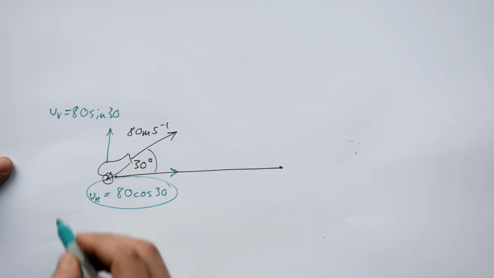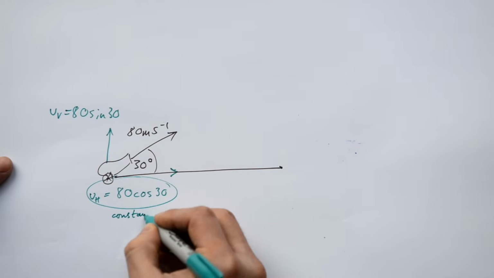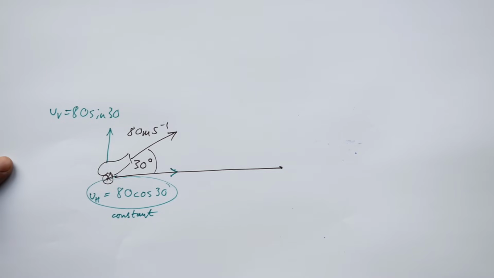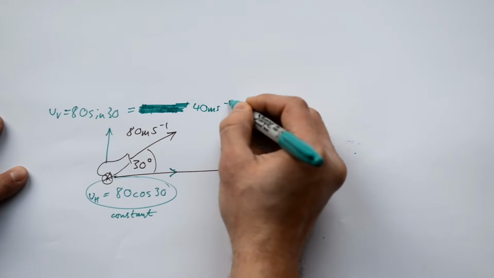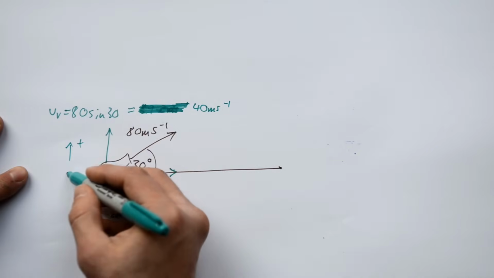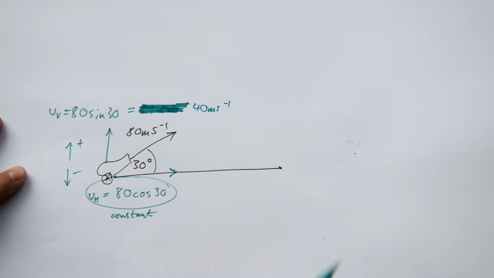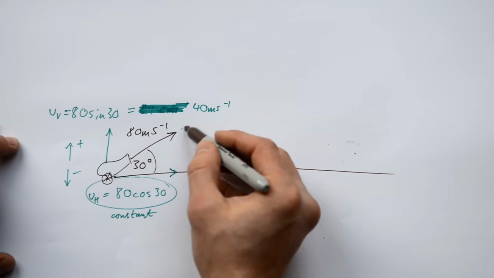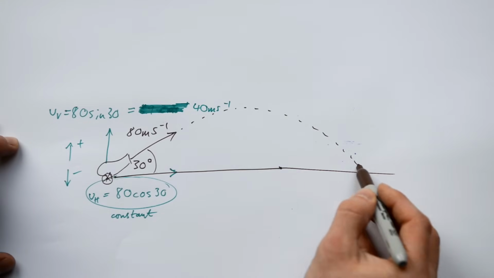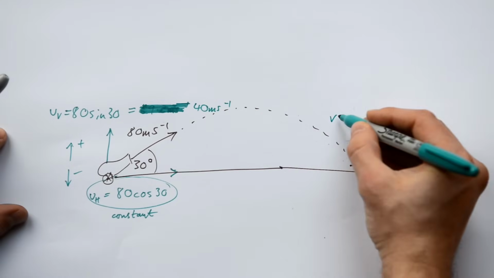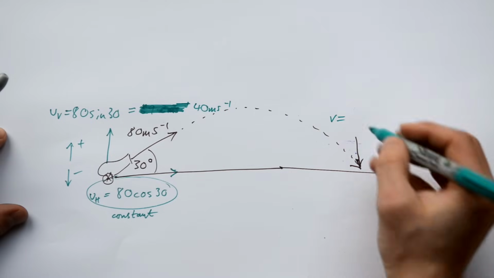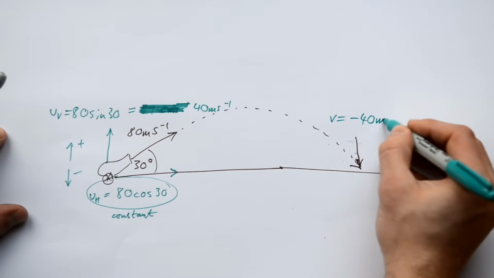Now, of course, if there's no air resistance, this is going to stay constant, and we don't have to use SUVAT horizontally at all, so therefore that's going to stay the same. But then vertically, obviously, we've got to do something with that. This speed, it turns out, is 40 meters per second. Now, of course, if we're saying that upwards is positive, downwards is negative, when it comes back down the other side, so obviously it's taking this trajectory here, by the time it reaches the other side, we know that its final vertical velocity is going to be minus 40 meters per second.